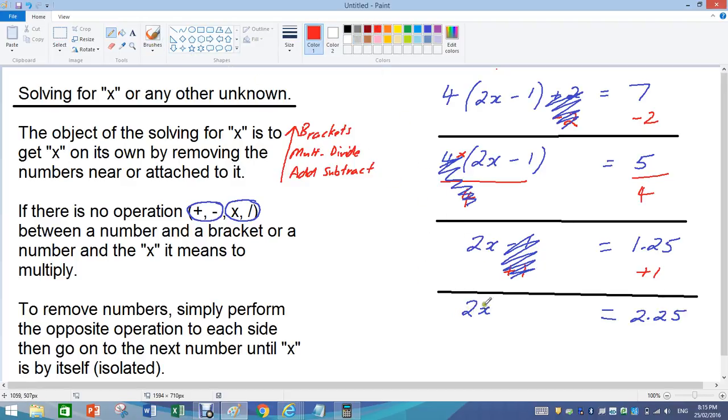Last number to remove, it's got 2x, which means 2 times x. The opposite of times is divide, so we divide by 2, which will get rid of this 2. So we have to divide by 2 over on the right side as well. And to finish off now, 2 divided by 2 is 1, because any number divided by itself is 1. So it's just 1x, which we can just write as x. Equals 2.25 divided by 2 is 1.125.